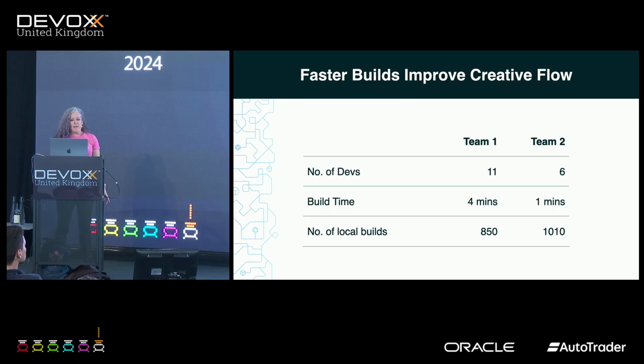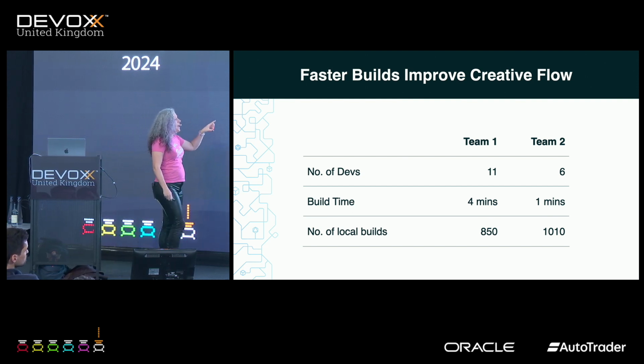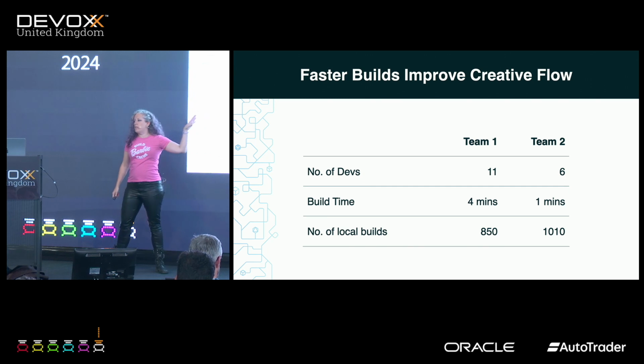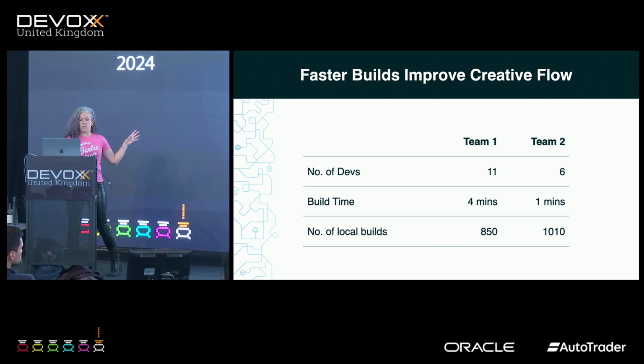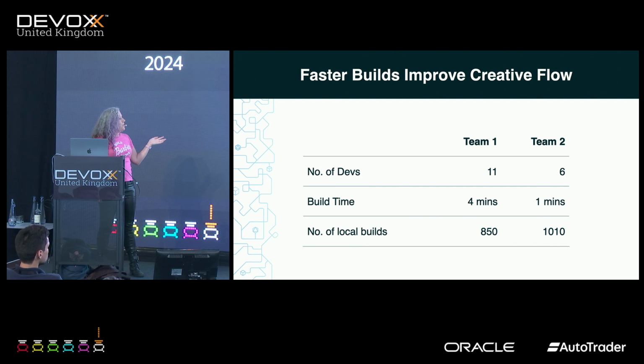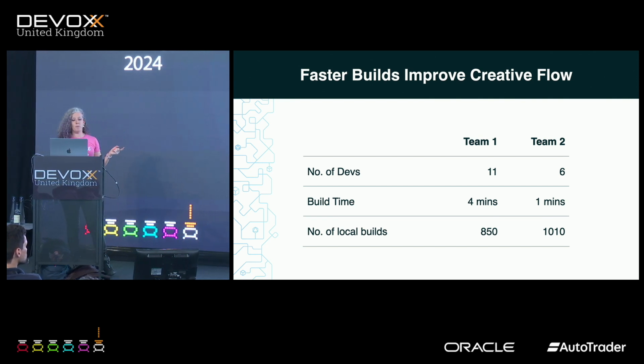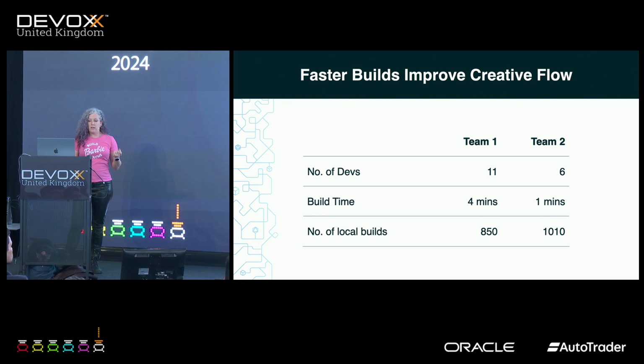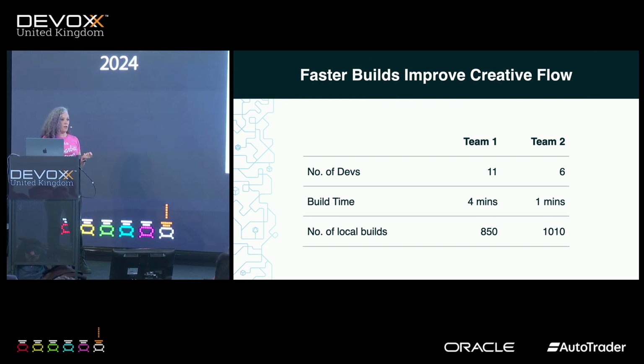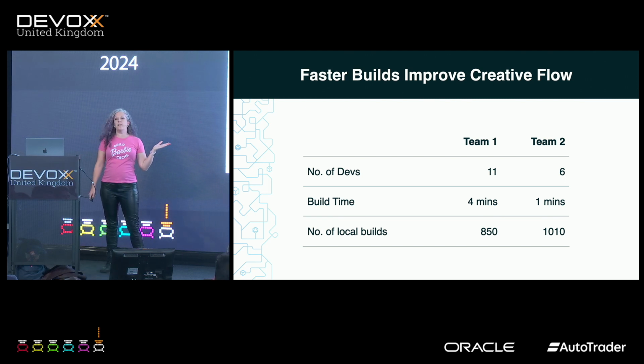And faster build times can improve creative flow. They can improve this feedback. So this is from real customer data that we had. The first team had 11 developers. They have a build time of 4 minutes, which in my book is not terrible. And so they tend to run around 850 builds a week locally. The second team has 6 developers. They've got half as many developers, but their build time is 1 minute. And they can run 1,000 builds in a week. So that smaller team has higher throughput in terms of getting that regular feedback of what's happening with their builds, just by decreasing their build time from 4 minutes to 1 minute.